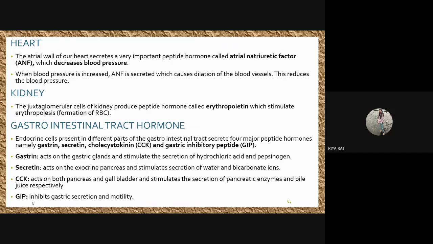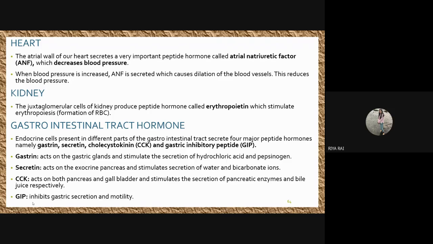Next is the heart. The atrial wall of our heart secretes a very important peptide hormone called atrial natriuretic factor, and this is responsible for the decrease in the blood pressure. When blood pressure increases, the ANF, that is atrial natriuretic factor, is secreted, which causes the dilation of the blood vessels, that is widening of the blood vessels, and due to widening, the blood pressure gets reduced.